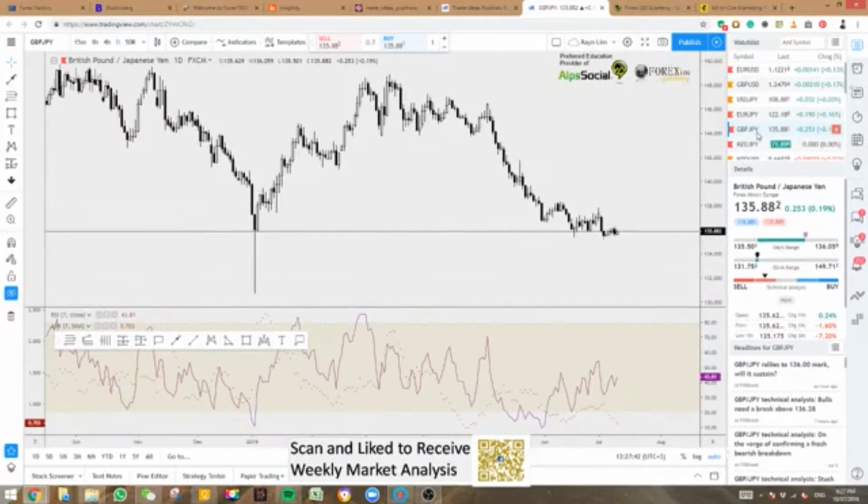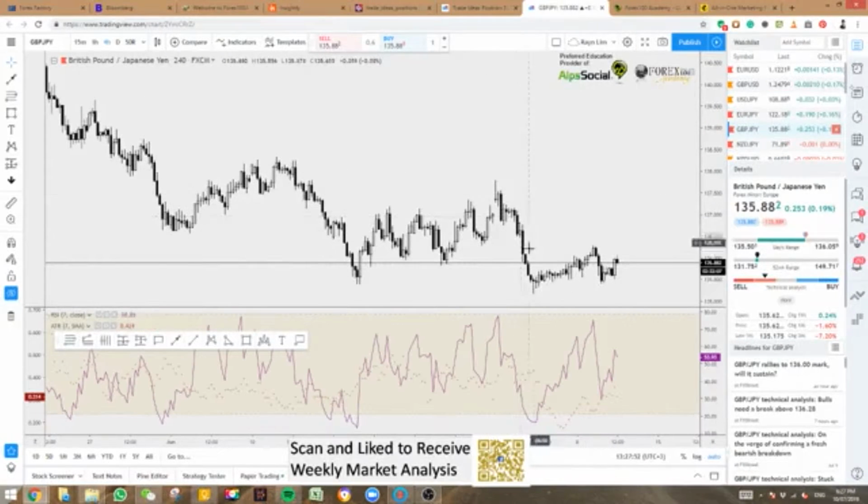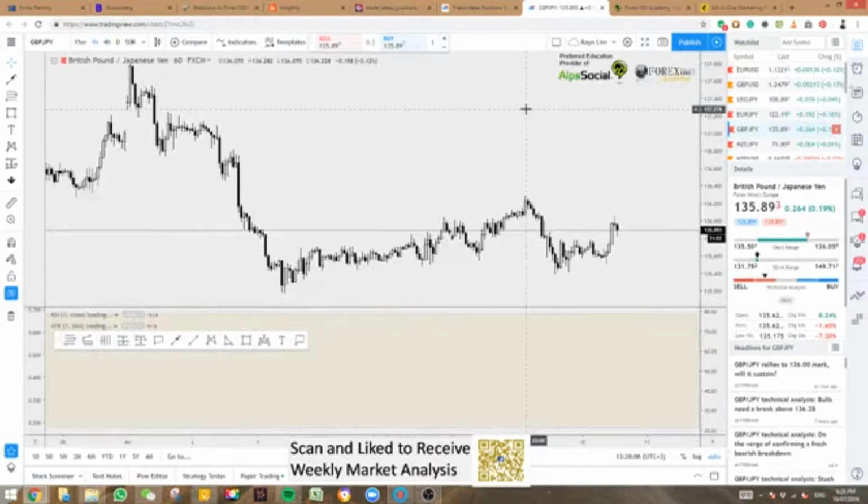On the pound yen, the market came down and went into a consolidation. On the 4 hour chart, there is a bit of this jagged movement that usually post a consolidation. So two things can happen during consolidation: either the market reverses or it continues to break downwards. On the 1 hour chart, this is what I have.